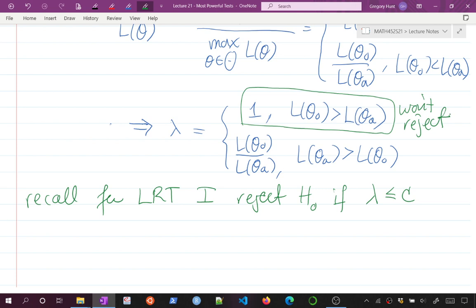And why would I reject? It makes sense, because the point in my null is more likely than the point in my alternative. So why would I reject if the point in my null is more likely than the point in my alternative? I wouldn't. So I'm not going to reject in that case. I will reject if L of theta a is larger than L of theta naught by enough. So let me write this out in words.